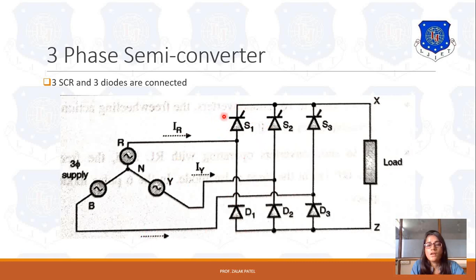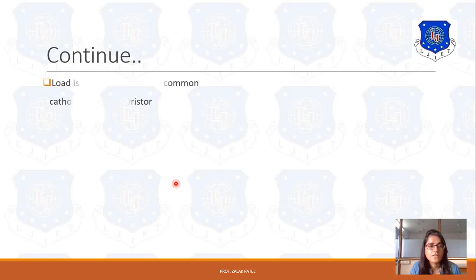So here on the upper portion you can see that 3 SCRs are connected, and on the lower portion 3 diodes are connected. So if you want to redraw the circuit diagram in terms of a three-phase half wave converter, then you can easily draw it like this: if 3 SCRs form one HWCR and 3 diodes form the second HWCR, then what will happen, that we will see.